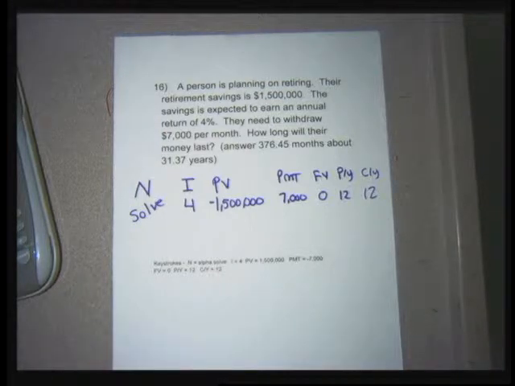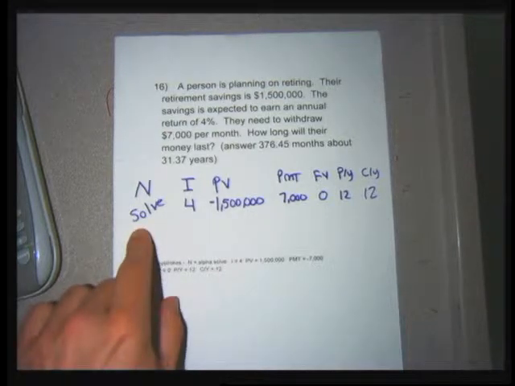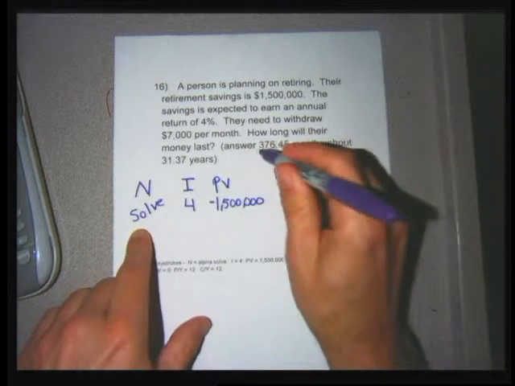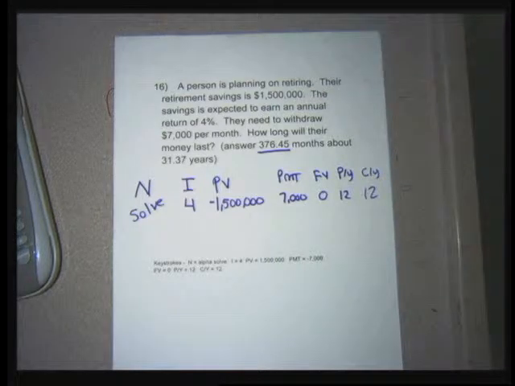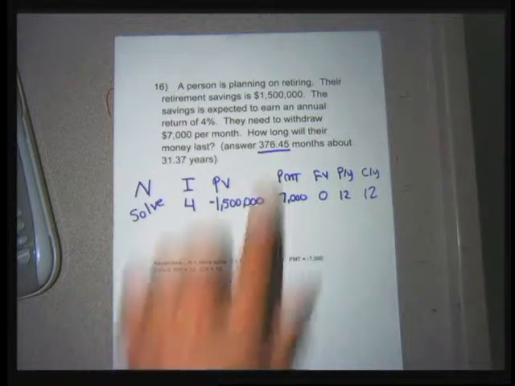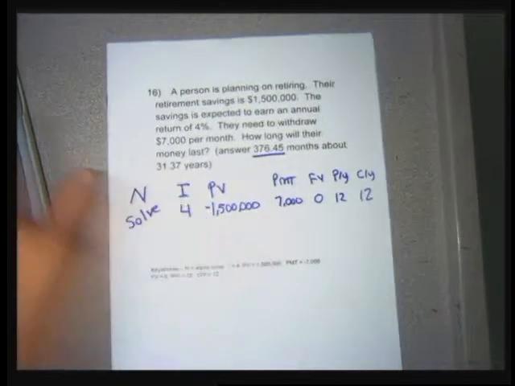So I'm going to enter these keystrokes. I'm going to solve for N. That's going to give me the number of months. The N I'm going to get is 376.45. Again, that doesn't tell me years so well, and I like to think in years of retirement. I'll divide that by 12 and get 31 years.